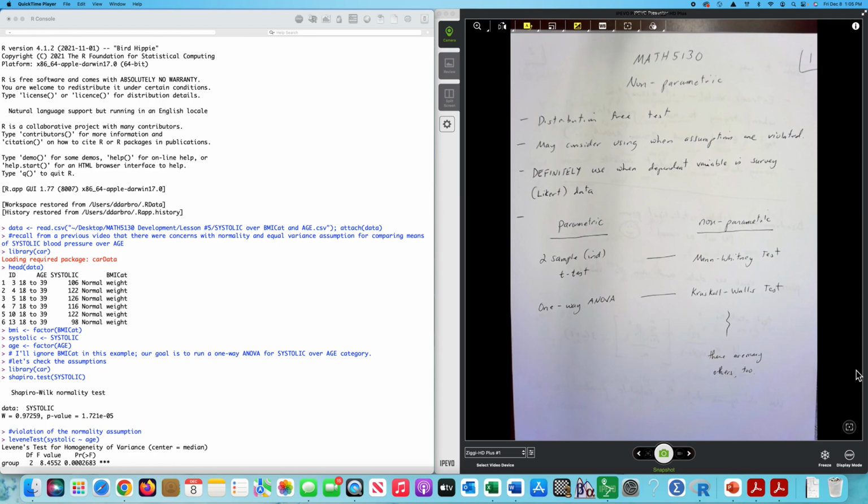All right, Math 5130. Going to jump into non-parametric statistics, or non-parametric tests. I don't want to spend a lot of time on this. I've probably blown your mind with two-way ANOVA. That's enough. But I know, as a researcher in the health sciences field, that you need non-parametric tests on your radar.